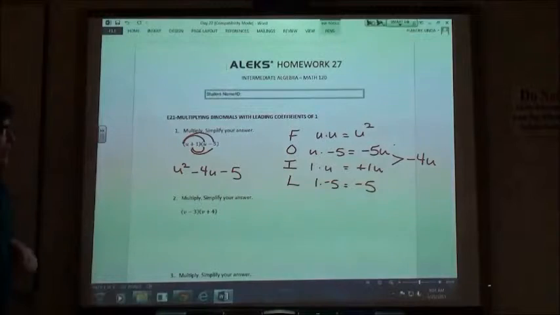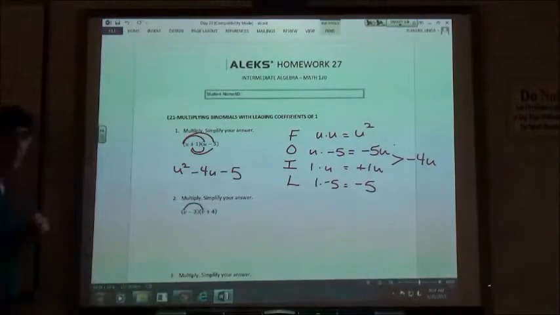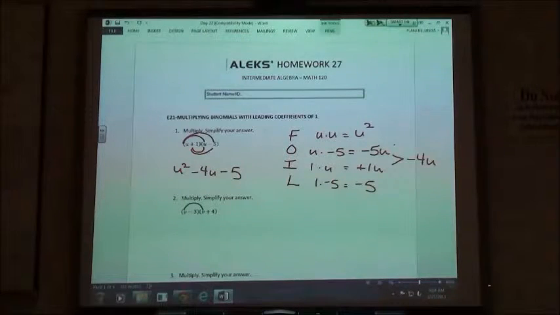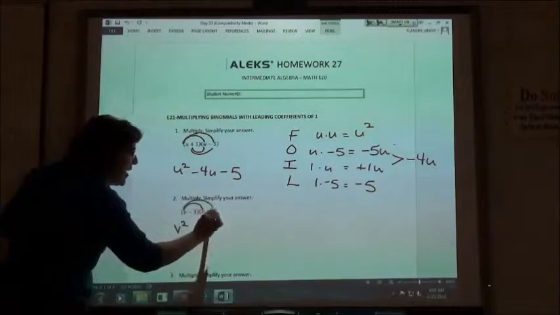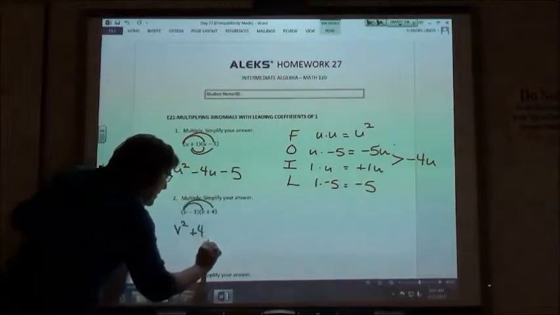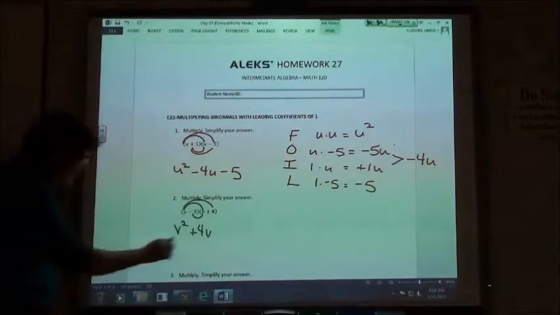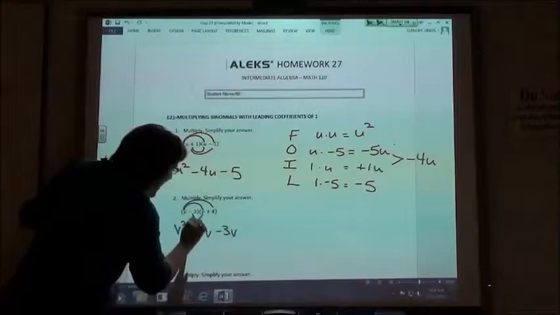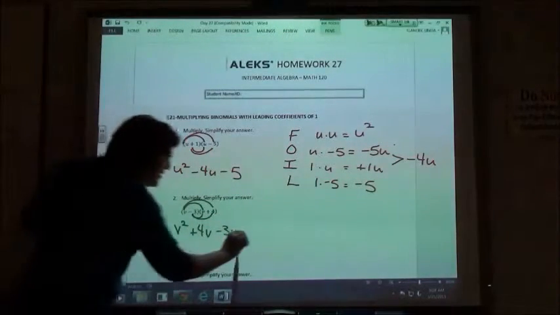So if I look at the second one, I'm going to start out with the v times the v. V times v would be v squared. Then I do my outside, so v times a positive 4 is plus 4v. And then I do the inside pair, negative 3 times v is minus 3v. And then I do the last, negative 3 times positive 4 is minus 12.